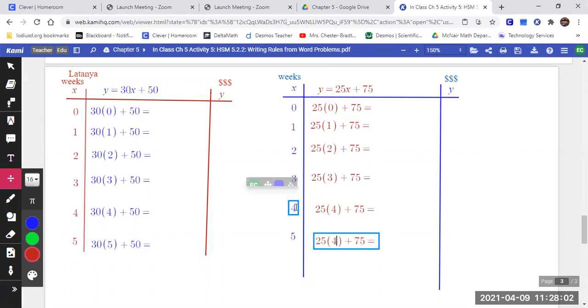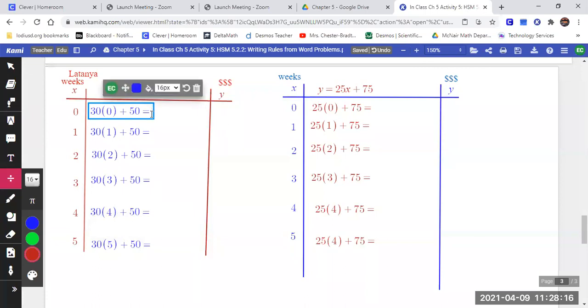Okay, so we are now going to do the math part of it. We're going to solve the 30 times, the 30 times, the 30 times, and add in the 50 and figure out what the y's are going to be. Okay, 30 times 0, what's it going to be? 0. So this is going to say 0 plus 50, right? Okay. So that still equals 50.